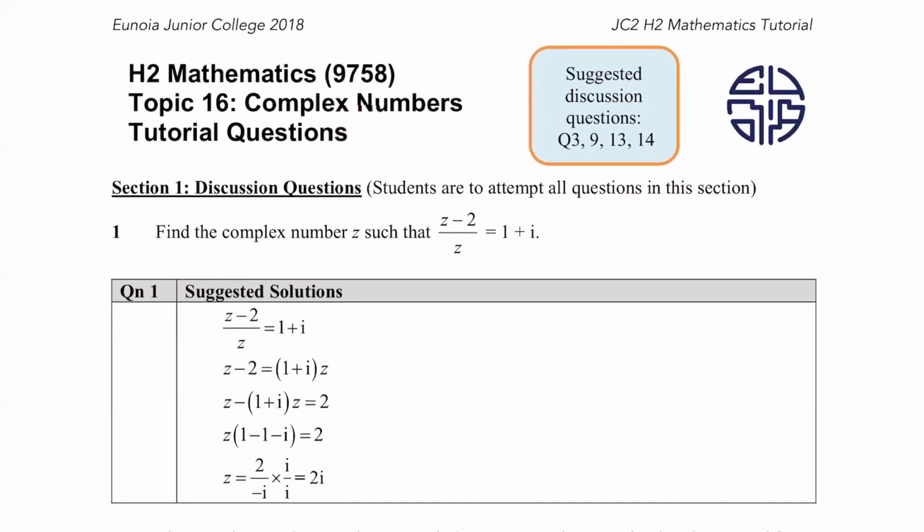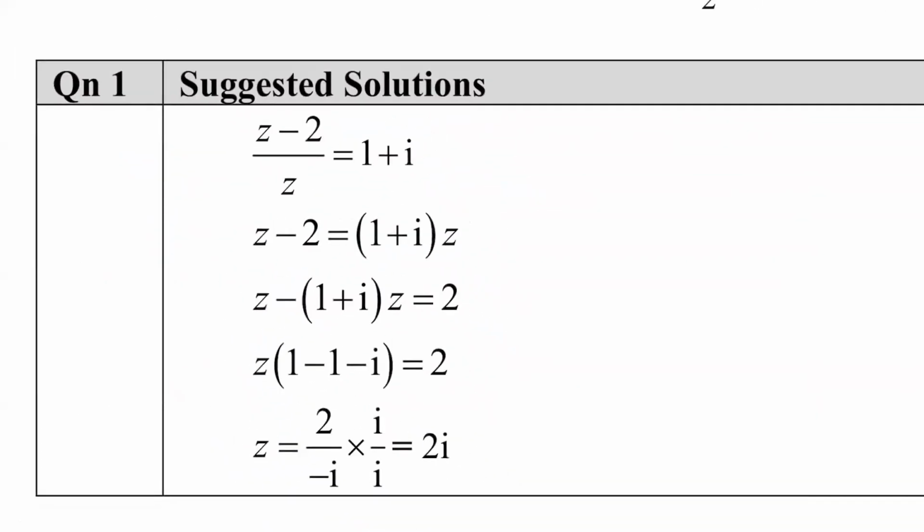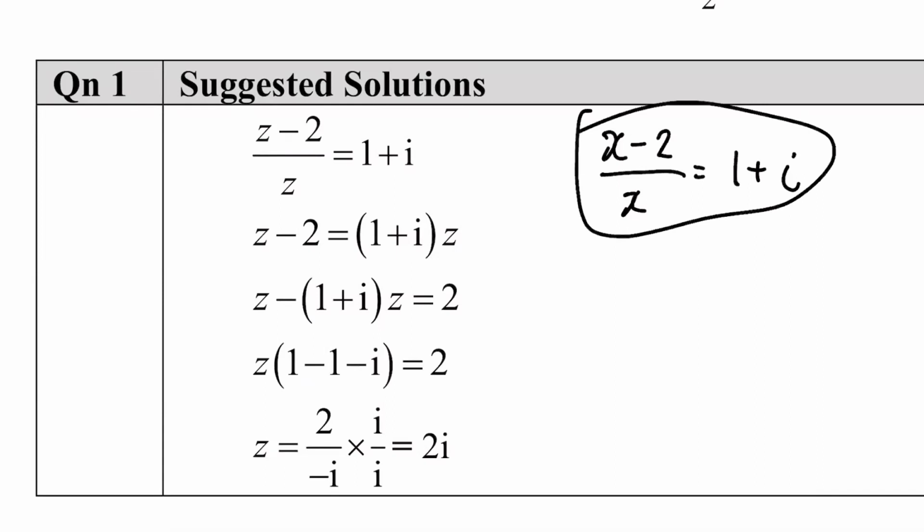So what we have here is (z minus 2) over z equals 1 plus i. How do we do it? What do you realize? This is actually just a linear equation in z. If this was just a normal x, can you make x the subject here? Yes, you can. You just need to times the denominator over.